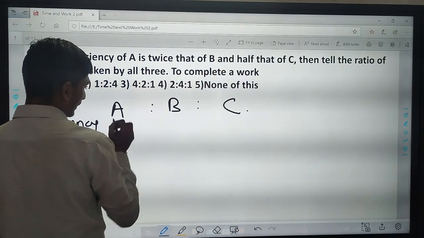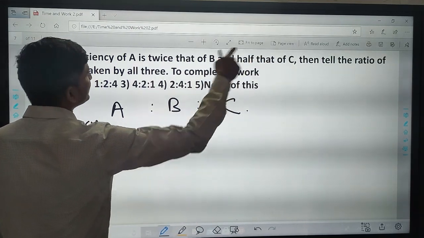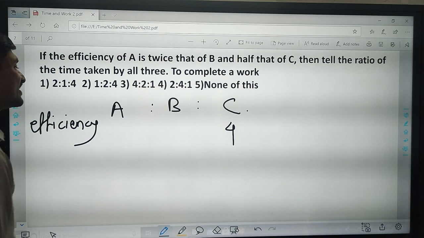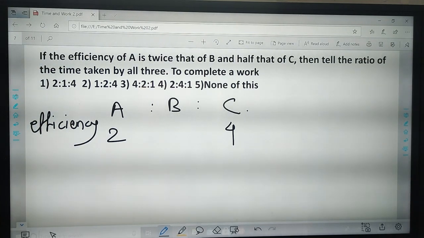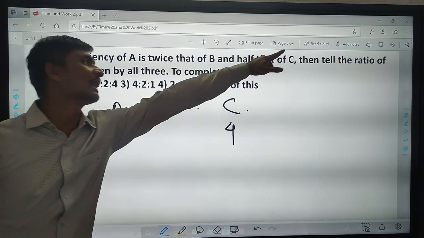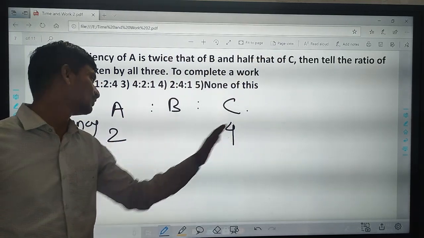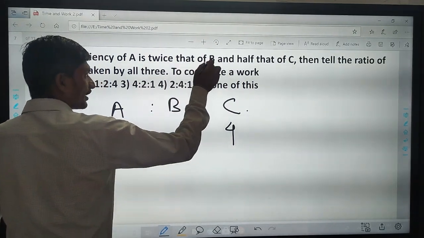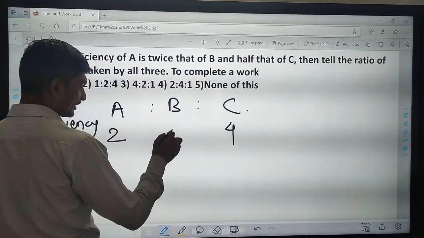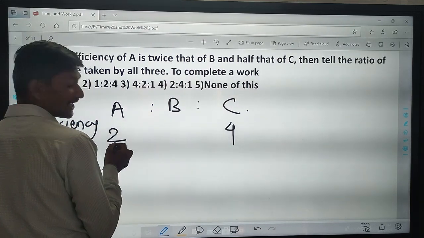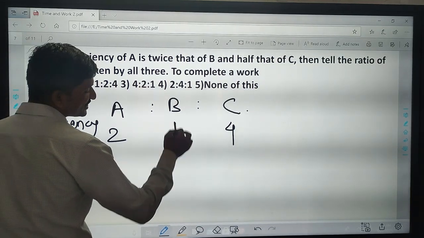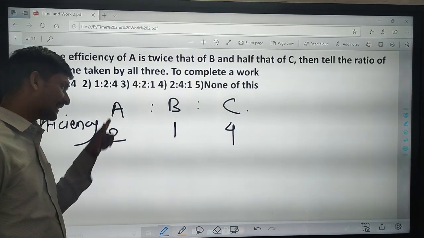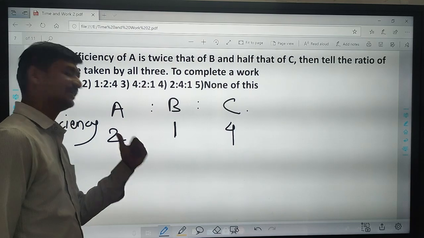Here A's efficiency is half of C. Then we take C as 4 and A's efficiency is 2. And A's efficiency is twice of B. Here A's efficiency is 2, then B's efficiency is 1. So A's efficiency is twice of B and half of C.